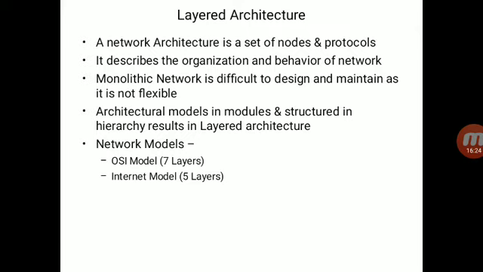Now, the most important, the structure: the layered architecture. The computer network is based on layered architecture. The network architecture is a set of nodes and protocols that we have already seen. It describes the organization and the behavior of a network. The monolithic network is difficult to design and maintain as it is not flexible.